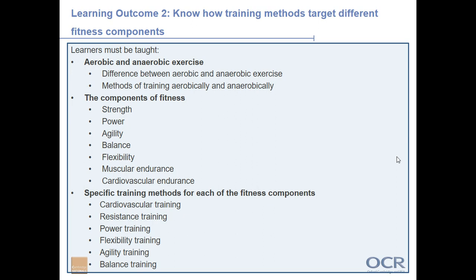You also need to know about the components of fitness, which will include strength, power, agility, balance, flexibility, muscular endurance, and cardiovascular endurance. Then you need to know about the specific training methods for each of those fitness components: cardiovascular training, resistance training, power training, flexibility training, agility training, and balance training. So in your assignment, which must be a report on all of these areas, you have to go into detail about them, giving definitions and lots of different sporting examples.